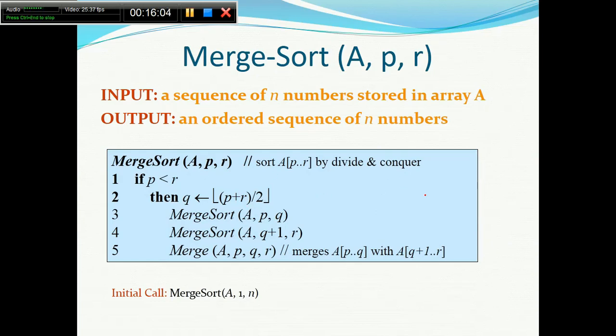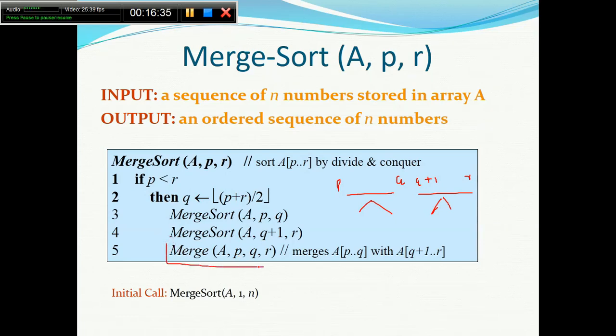So from P to Q will be the first part, and Q plus 1 to R would be the next part. I have divided, so again I will divide similarly. Since it is a recursive call, we keep on dividing until the problem becomes an easy problem. Once you have divided, I will call this merge algorithm.